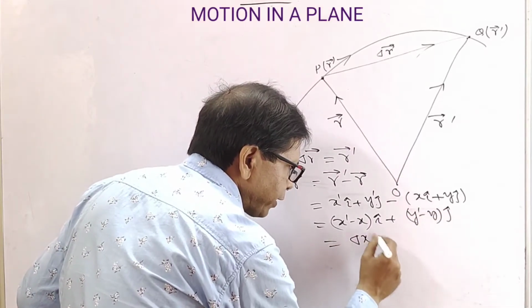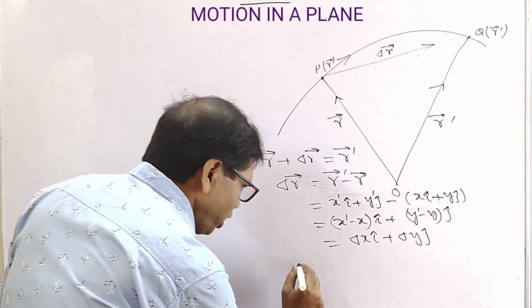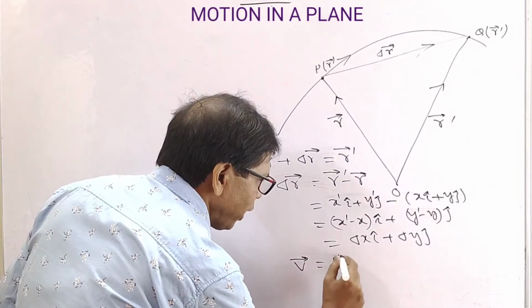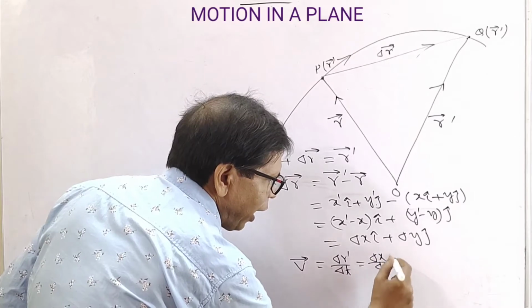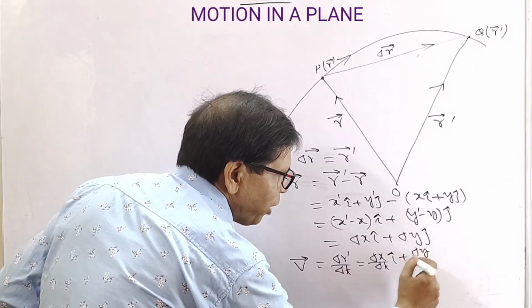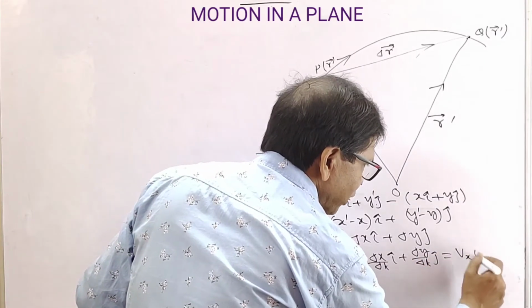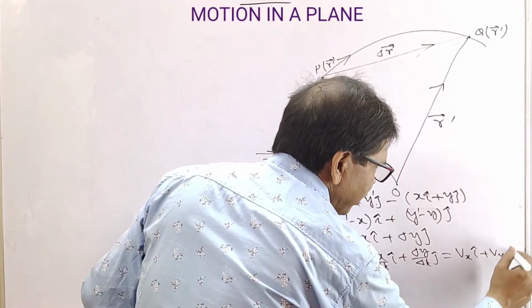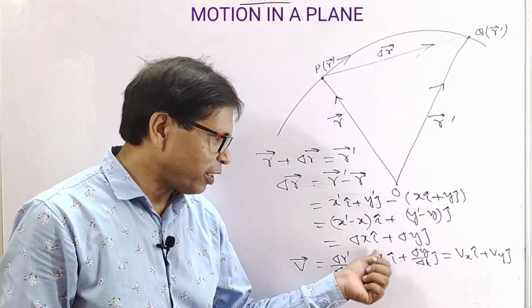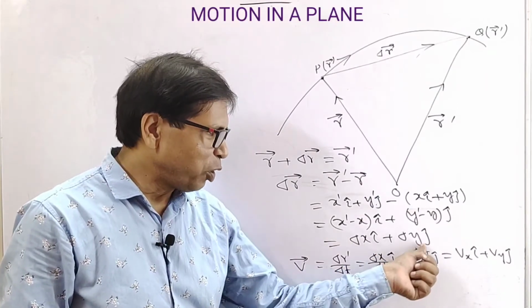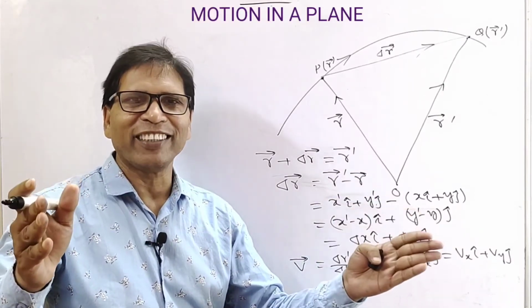Now this is Δx i cap plus Δy j cap. Velocity vector v equals Δr by Δt. So this is Δx by Δt i cap plus Δy by Δt j cap. Now look at this, this is vx i cap plus vy j cap. In calculus, v vector becomes dx by dt i cap plus dy by dt j cap. This velocity is called instantaneous velocity.